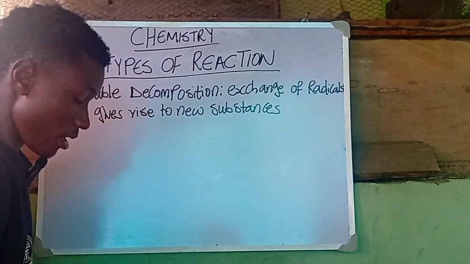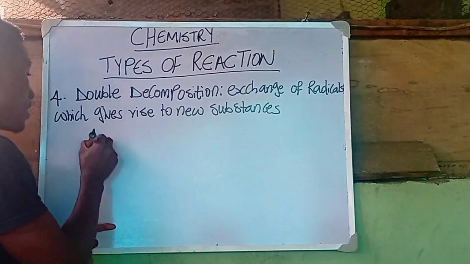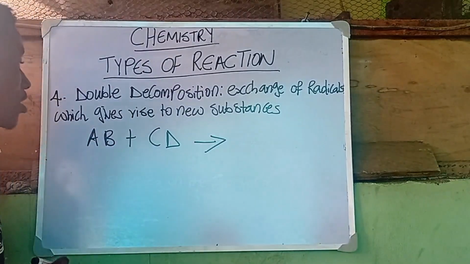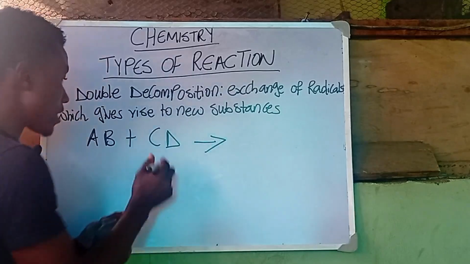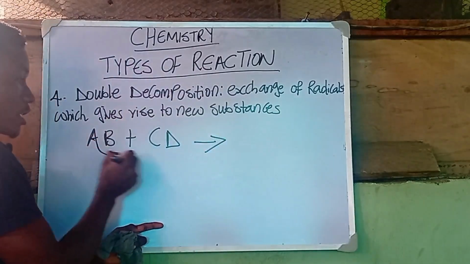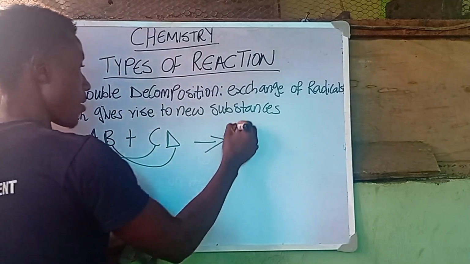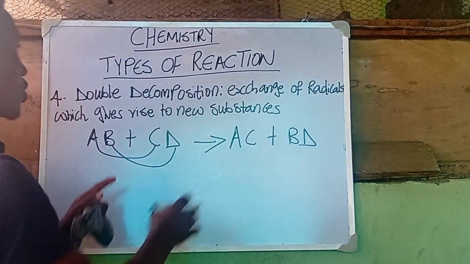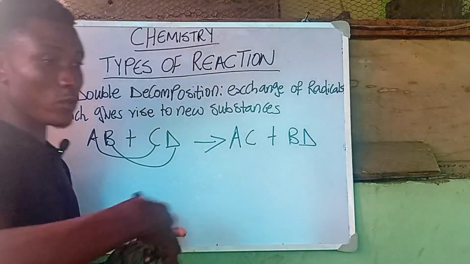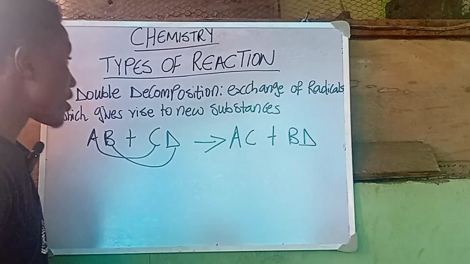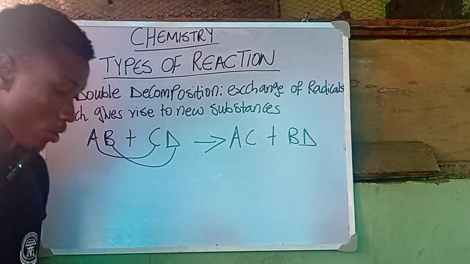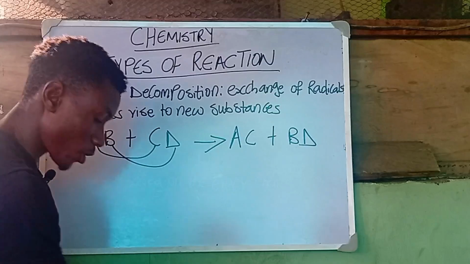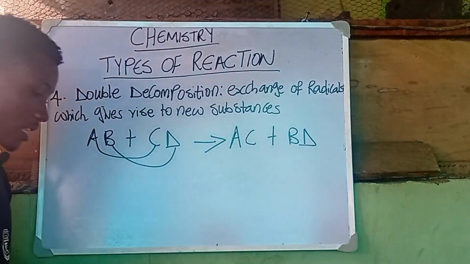Our representation here is AB plus CD, which is going to give us AC plus BD. You find out this is a double decomposition. This one is going to come here and this one is going to come here, so you have AC plus BD. There is an exchange of radicals, giving us new substances. That is just how it is with double decomposition.